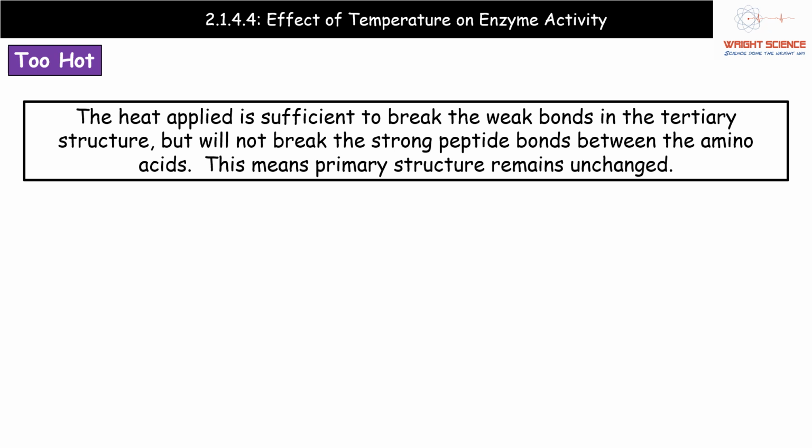They are really strong. So because of that, we are not going to be separating amino acids from that polypeptide chain. So what we can say is the tertiary structure has been altered, but the primary structure, so the sequence of the amino acids within the protein, remains unchanged. So just be careful not to say we break all bonds, because that's a lie. We don't break the peptide bonds between the amino acids.